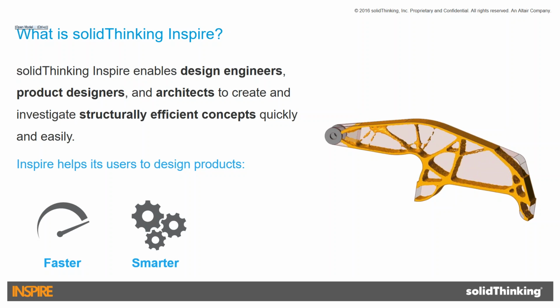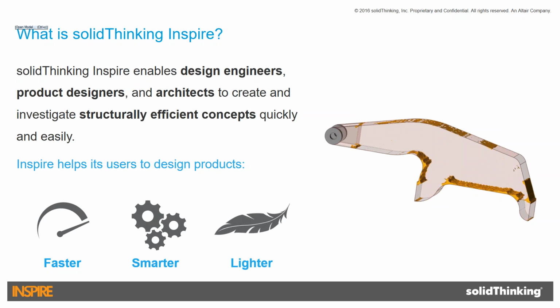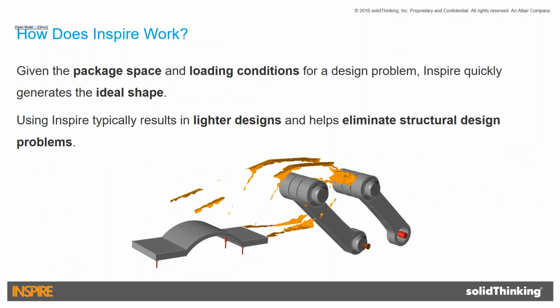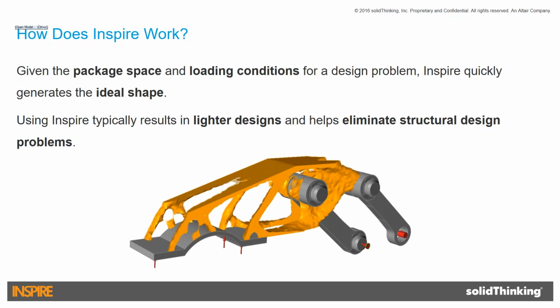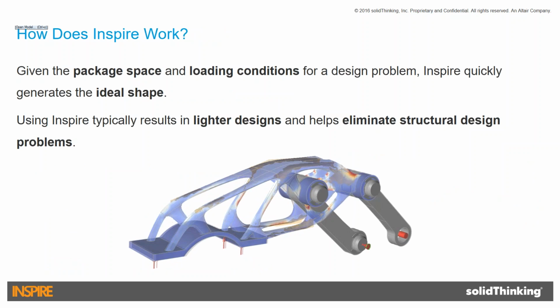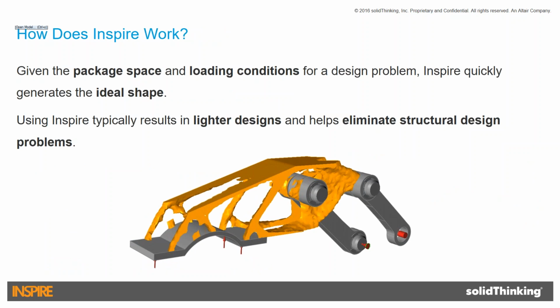Right? It's smarter because you're designing it for the loads that you're creating, and ultimately this results in much lighter parts. So lightweighting is really a byproduct of this process, but it's one of the main attractions that companies have: how do we take material out of our designs, use less material, and still maintain that same level of performance. So the way it works is you simply provide the packaging space. So where can material exist and what are the loads that are going to be applied? And then Inspire is going to come up with this ideal shape.